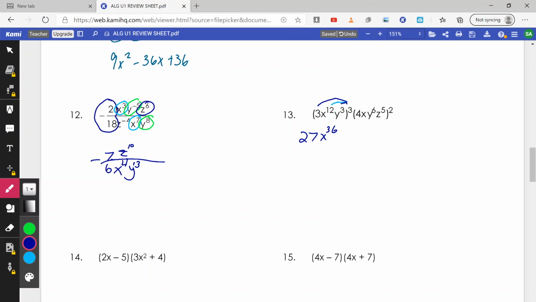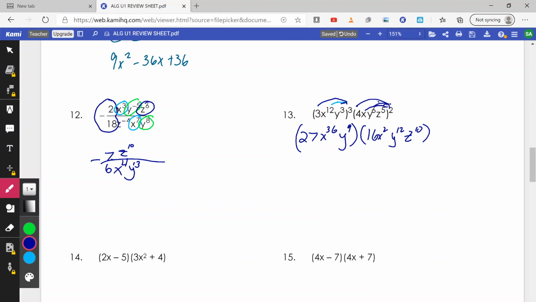And then y cubed, cubed. Again, I multiply my exponents. 3 times 3 gives me y to the 9th. Next up, I will raise this other set of parentheses to the power of 2. So 4 squared gives me 16. X raised to the power of 2 is going to give me x squared. Y to the 6th squared, I multiply 6 times 2 to get y to the 12th. And then z to the 5th squared, multiply 5 times 2 to get z to the 10th.